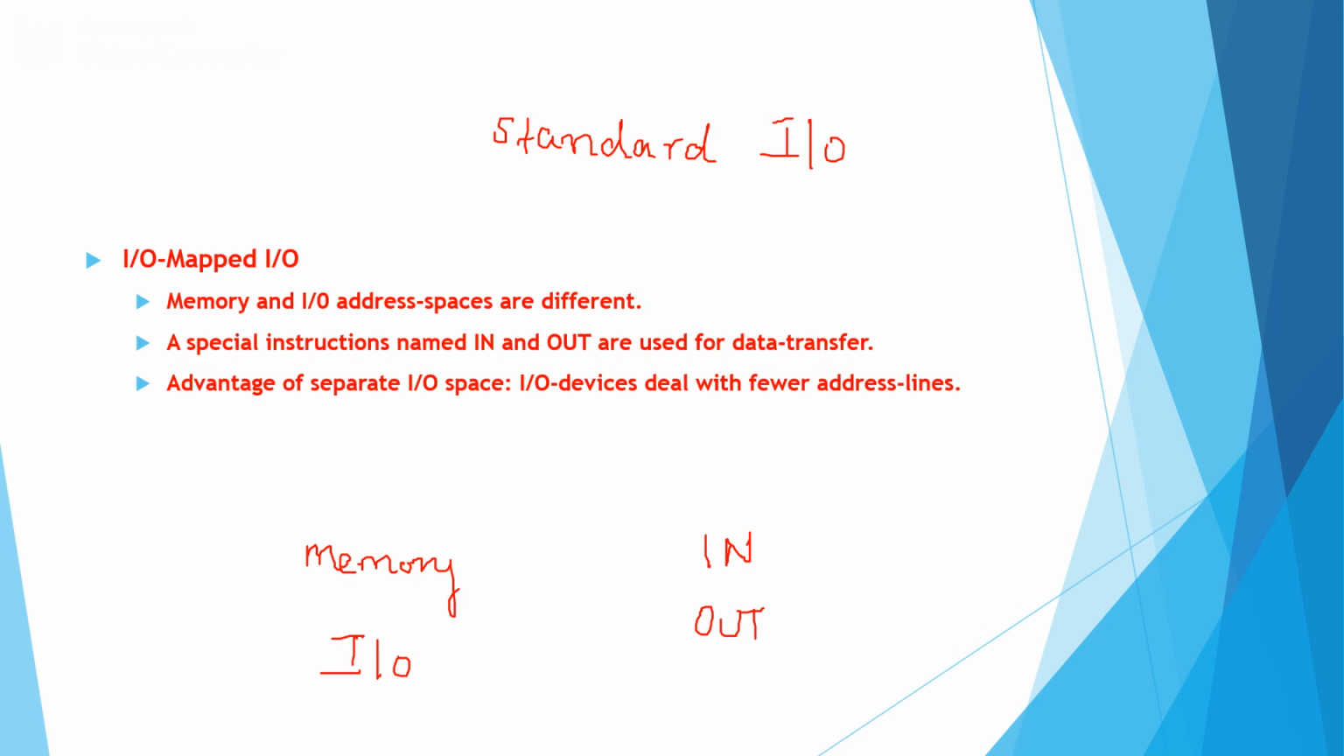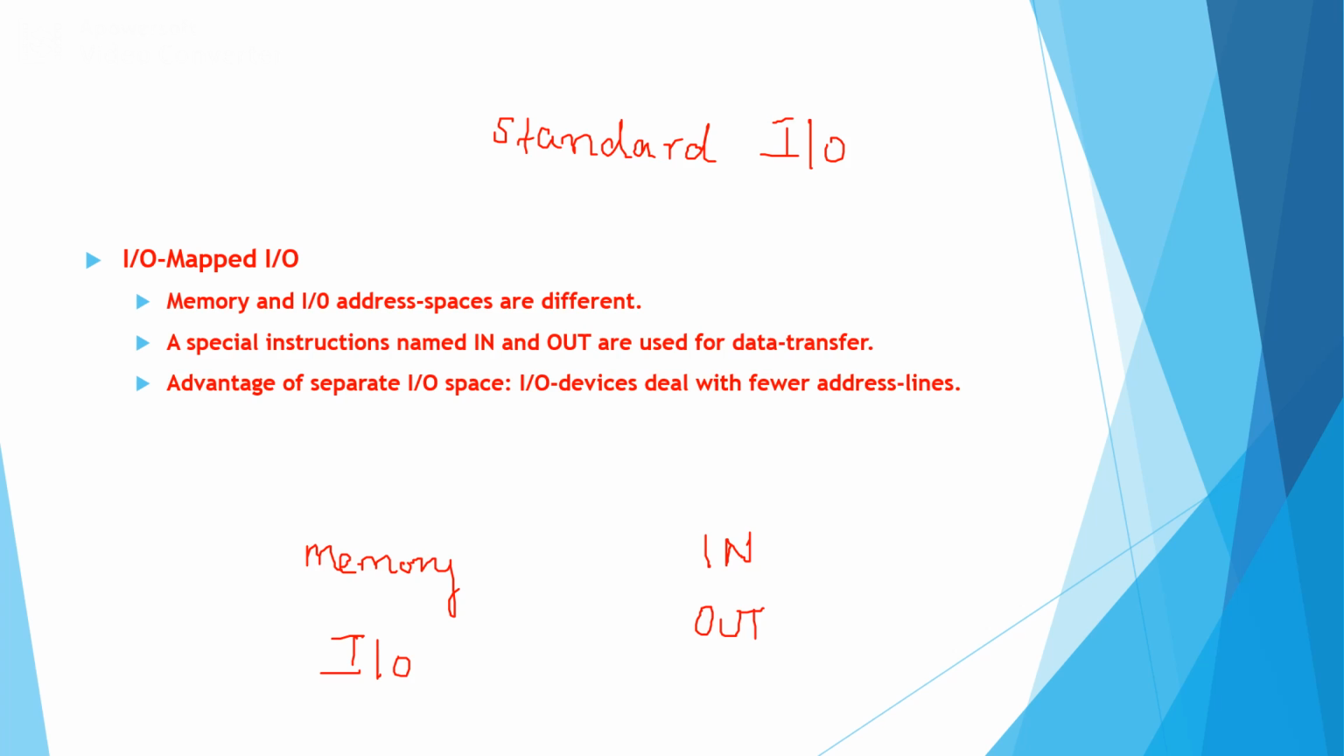So we can make use of special instructions like in as well as out in order to transfer the data between the IO devices. Since we are using only two instructions with respect to IO devices, this leads to a better programming environment. The instructions like move, load, store, etc. cannot be used to communicate with IO devices.